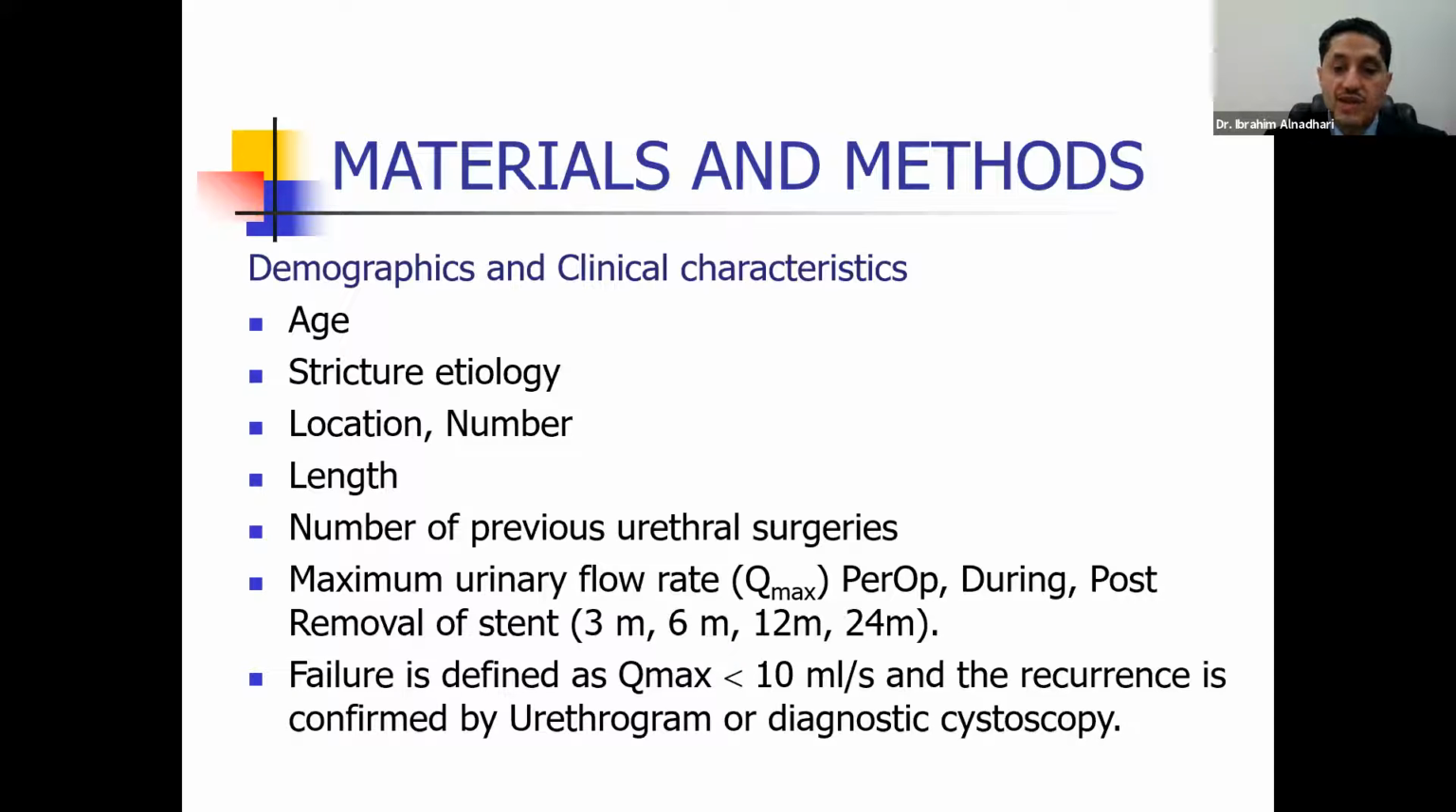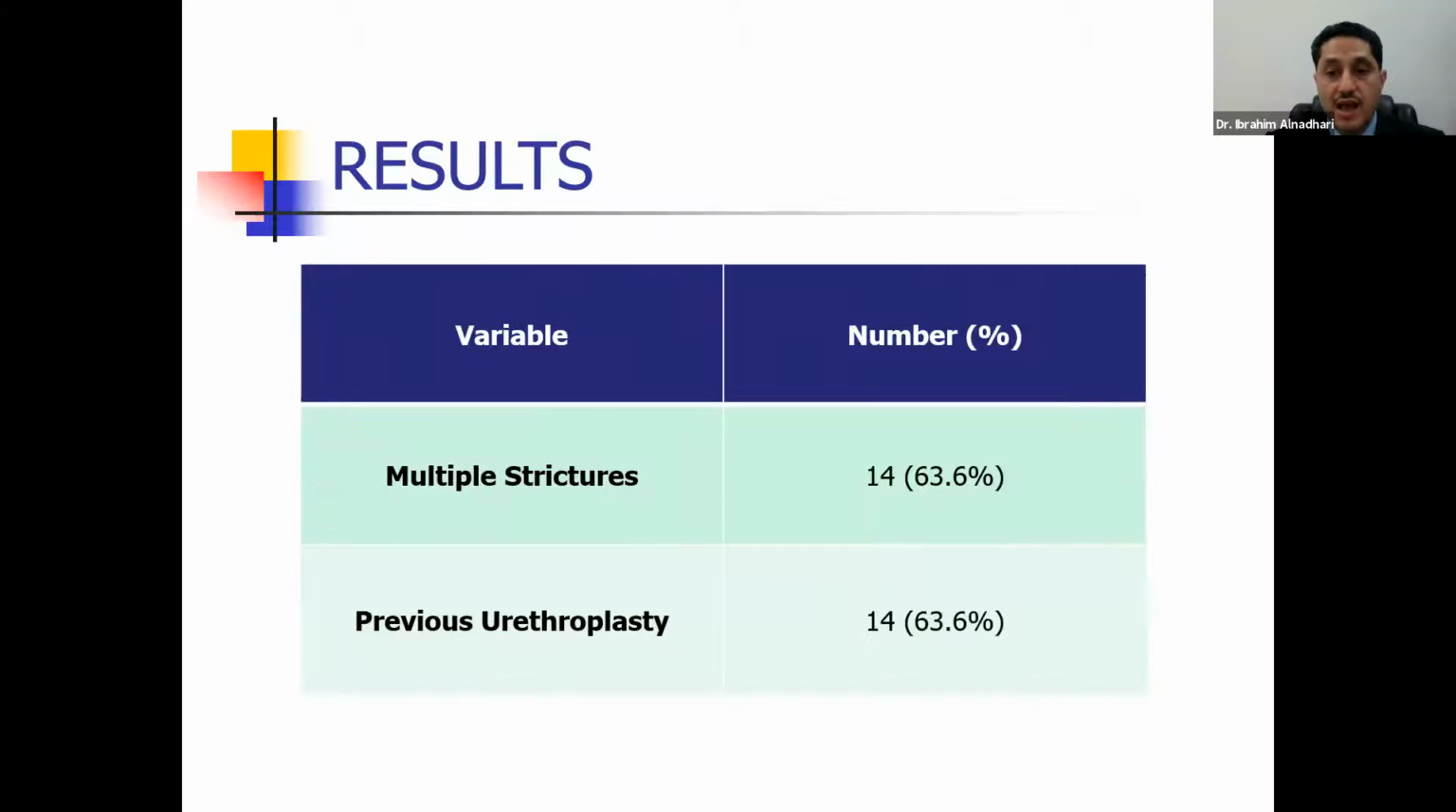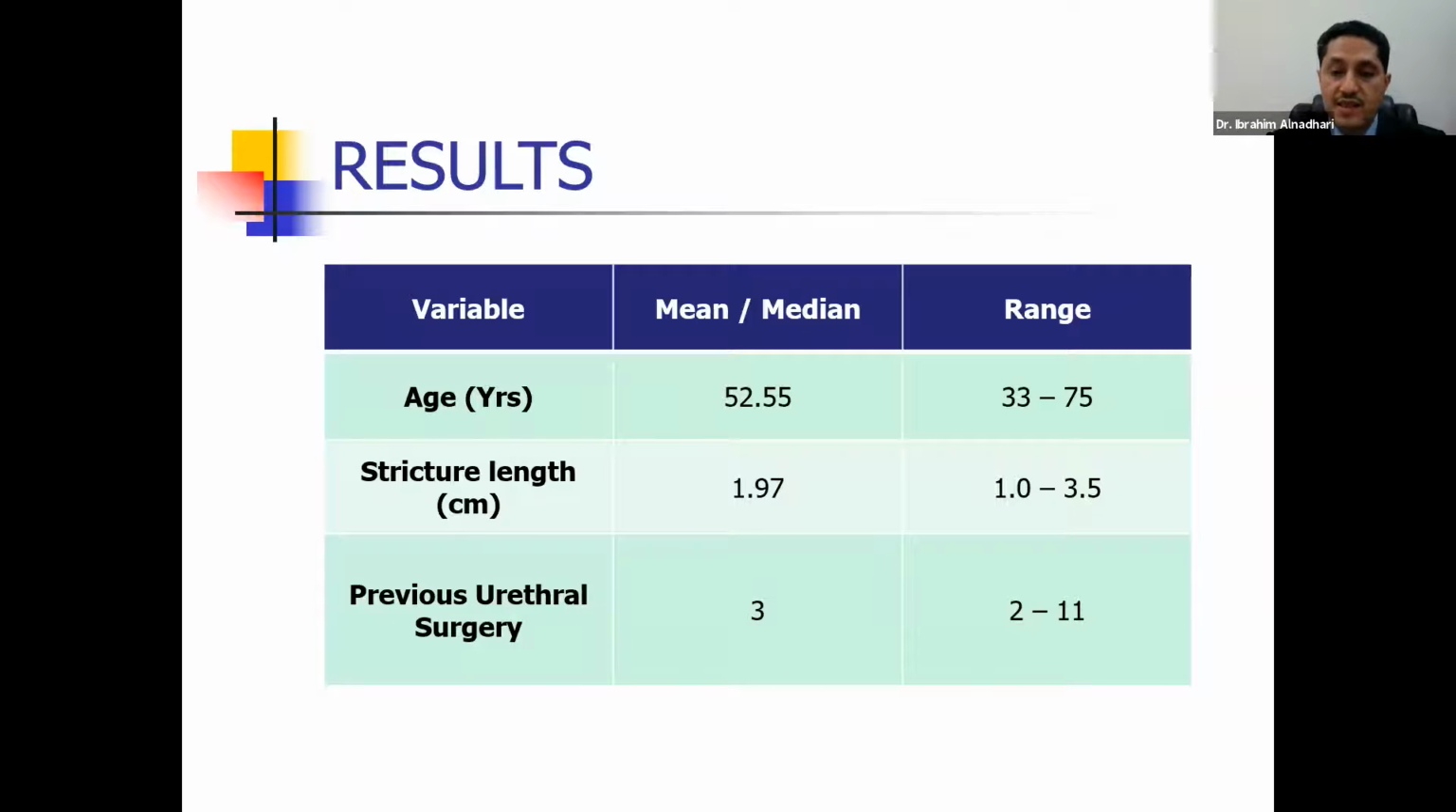So demographic data were collected, including the age, etiology, location, number of the stricture, the length, number of previous urethral surgery, and the maximum urinary flow rate, whether in the preoperative time, during the UVENTA in situ, post-operative at 3, 6, 12, and 24 months. Our failure is defined as Qmax less than 10 ml per second, and also this needs to be confirmed with urethrogram or diagnostic cystoscopy.